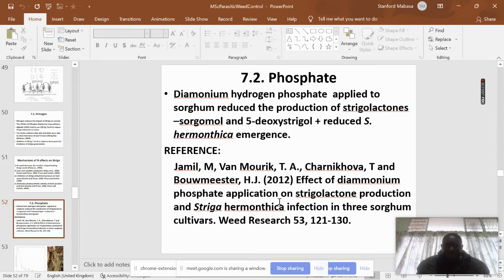Now, phosphate was also found to limit production of strigolactones or germination stimulants, particularly sorgomol and 5-deoxystrigol. These are just germination stimulants, and therefore it reduced Striga hermonthica emergence. In this case, they used diammonium hydrogen phosphate. You may have to read the paper by Jamil in 2012.